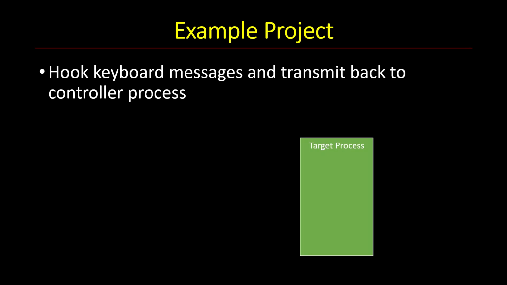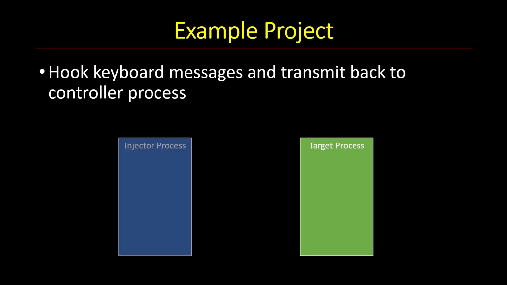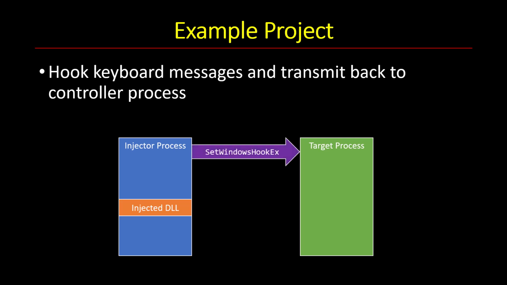So here's the basic architecture. We have some target process we're targeting. We have our injector process, the one that's going to initiate the injection. And what we're going to do is to load our injected DLL first into our process. This will be necessary to initialize some information, as I'll show you very soon. And then we're going to call SetWindowsHookEx and target the thread that manages the user interface in that target process.